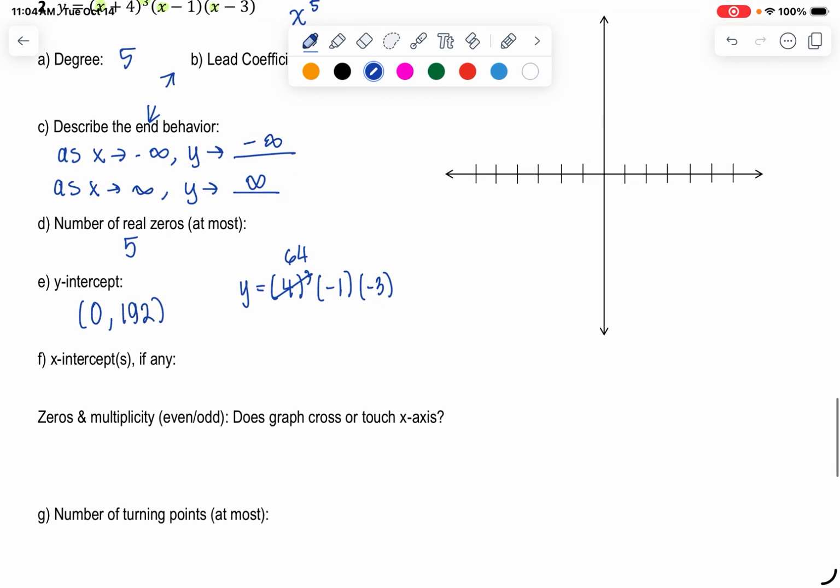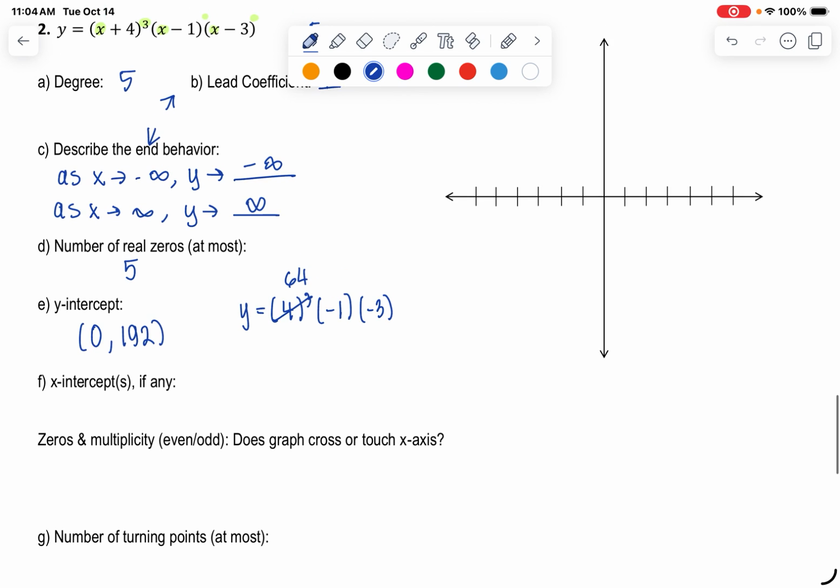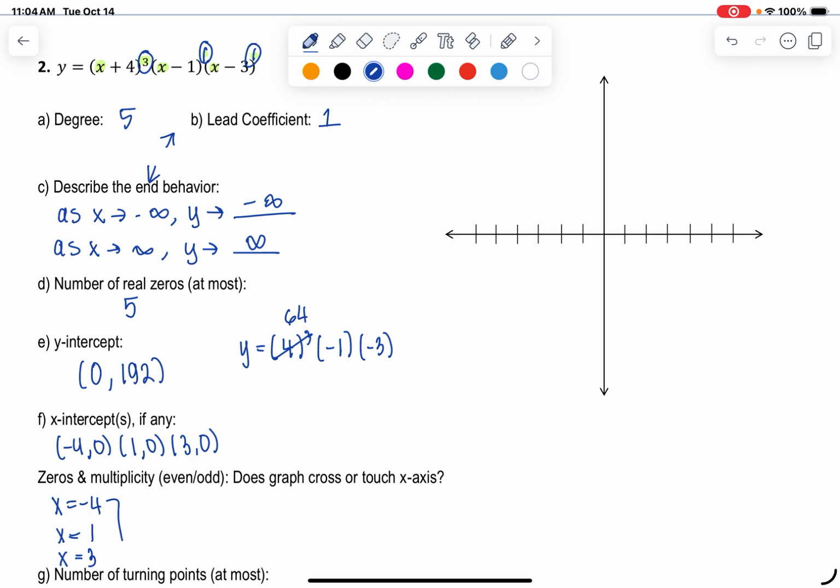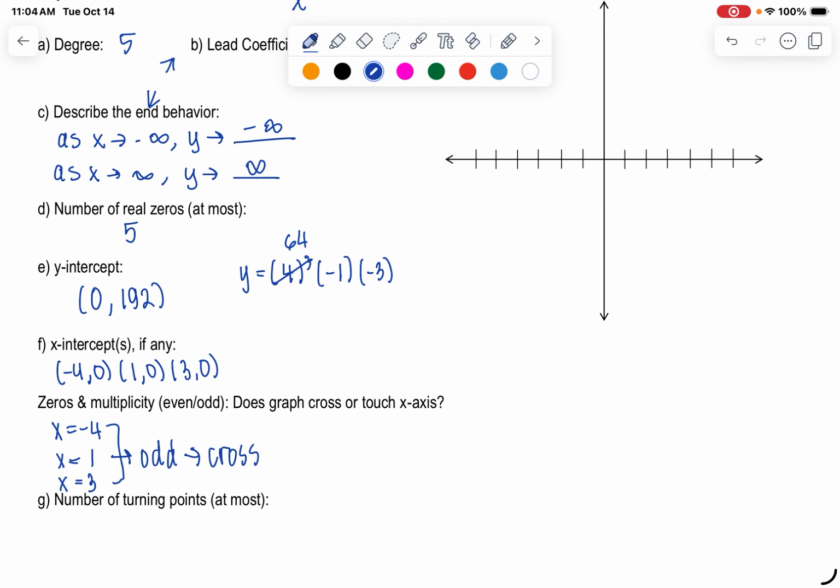And then your x-intercepts, zeros. So I'll do zeros first. Set each factor equal to 0 and solve. So I have x equals negative 4, x equals positive 1, and x equals 3. So that's negative 4, 0, 1, 0, and 3, 0. Multiplicity: this is odd, 1 and 1. So odd, odd, odd. So I'm going to cross every single time. At most, since there's a degree of 5, this will have 4 turning points at most.